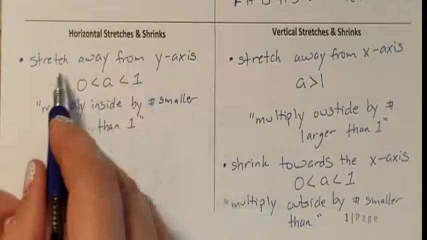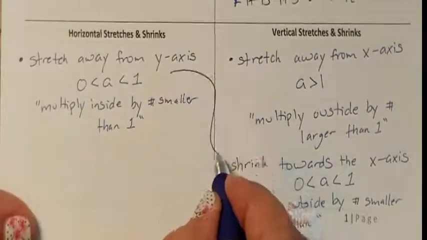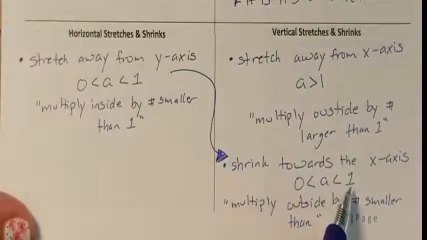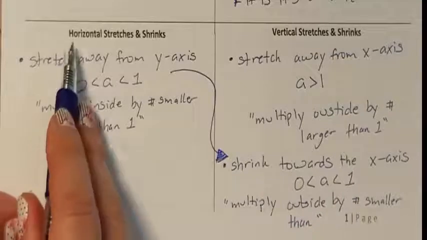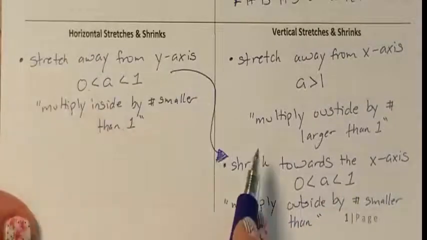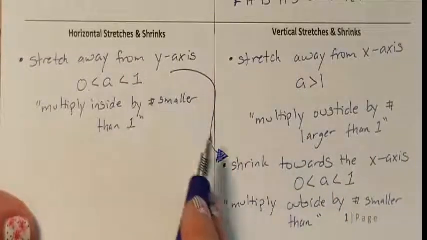But you know a horizontal stretch is actually going to be a vertical shrink. Notice the A's are the same. So if I am horizontally stretching, that is the same thing as saying I was vertically shrinking. These are the same as each other.